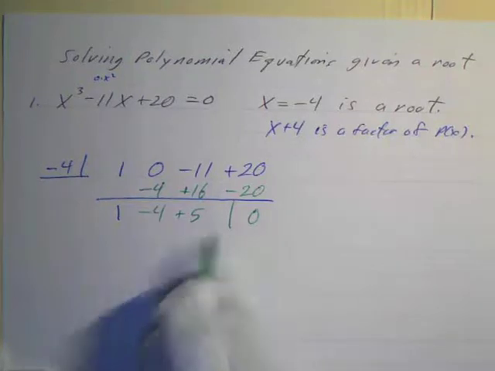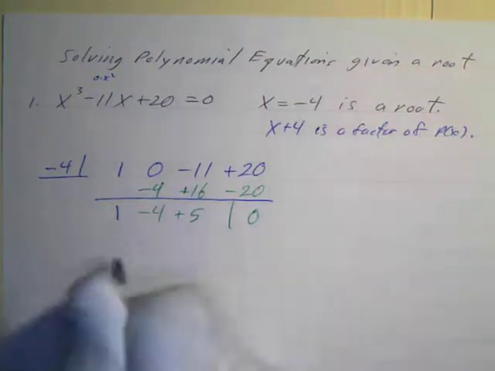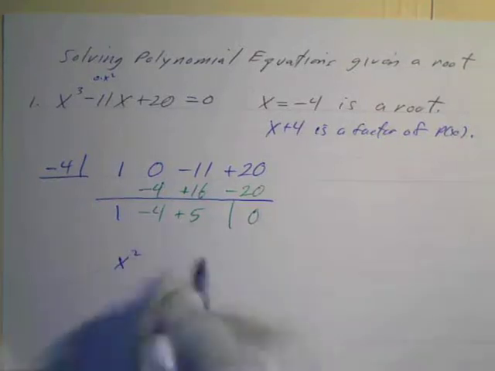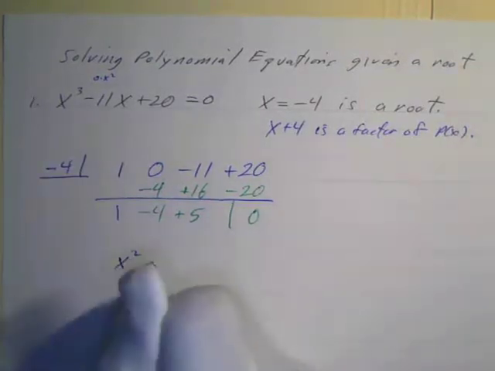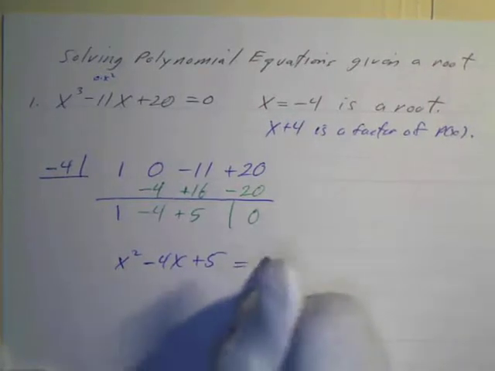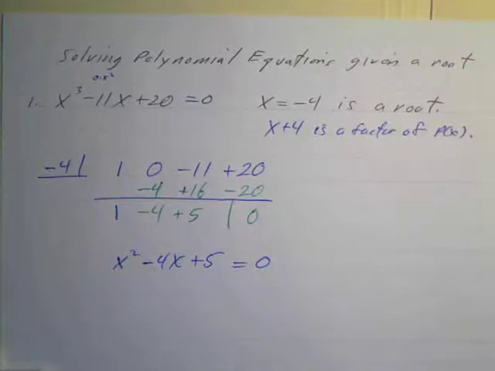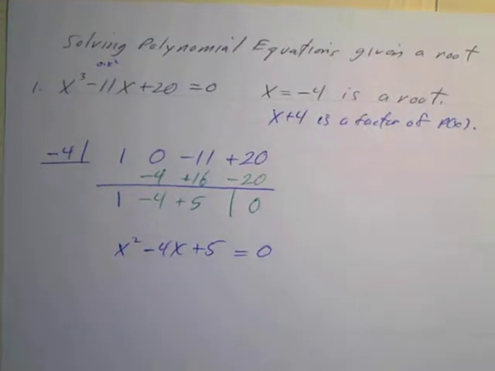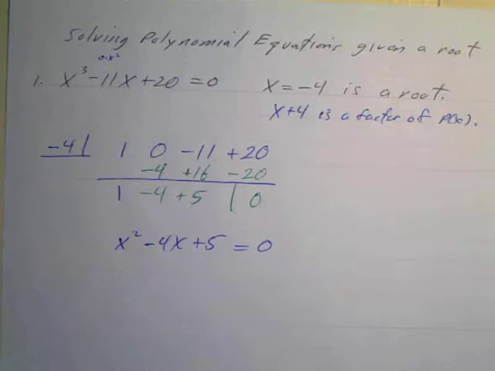So now we've got our reduced equation here. X squared, remember it's 1 degree less. If this is 3, this is going to be 2. X squared minus 4x plus 5. And that's your reduced equation. That's the whole point. Now once we have the reduced equation, it's a quadratic, and we know how to solve a quadratic equation. We've got 3 ways. We can either factor, complete the square, or use the quadratic formula.